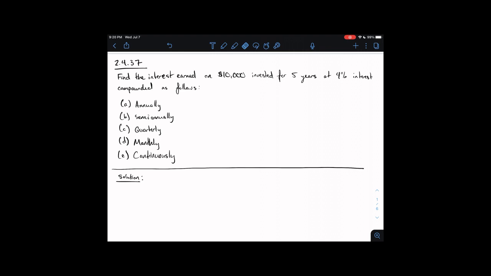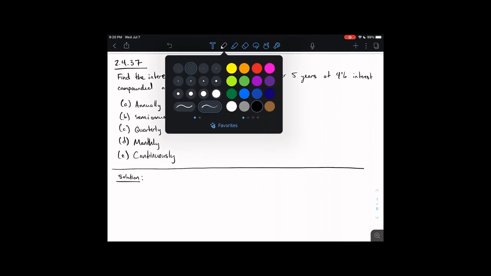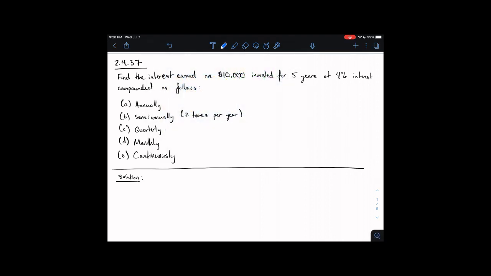A, annually. B, semi-annually, so that's 2 times per year. C, quarterly, so 4 times per year. D, monthly. And E, continuously. Well, there are formulas for these. As long as you know the formulas, it's really just knowing the formulas and knowing what to plug in.